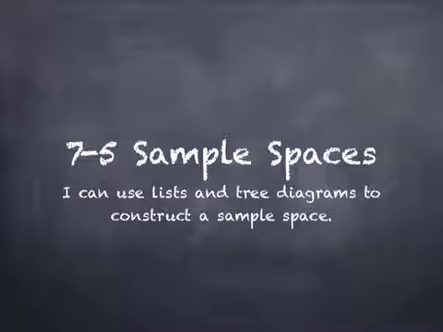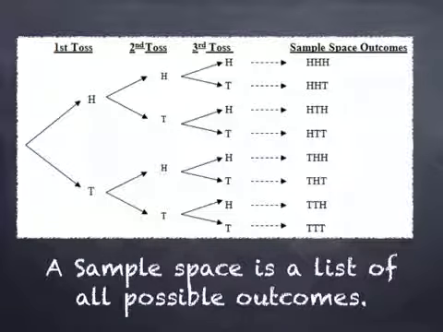Today we're looking at section 7-5. We're learning about sample spaces. Our goal is to be able to use lists and tree diagrams both to construct a sample space. So a sample space is a list of all the possible outcomes.